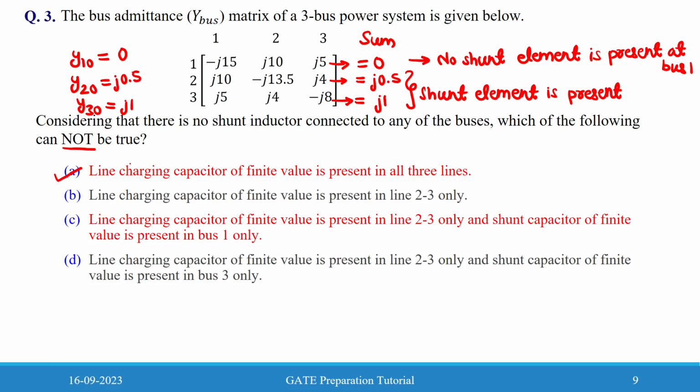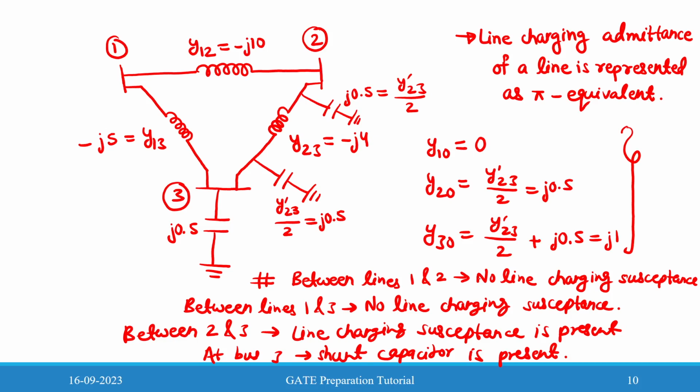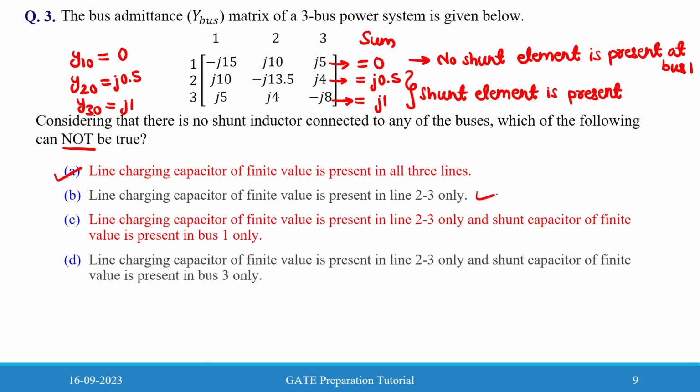So what are the correct options? Line charging capacitor finite value is present in lines 2 and 3 only. We have seen that, so this is correct. And line charging capacitor finite value is present in lines 2 and 3 only, and shunt capacitor finite value is present in bus only. This is incorrect, because it is present in bus 3. And the last option is line charging capacitor finite value present in lines 2 and 3 only, and shunt capacitor finite value present in bus 3 only. This is correct.